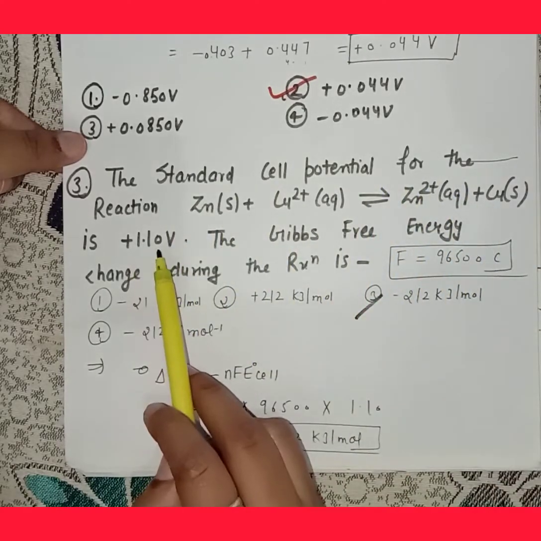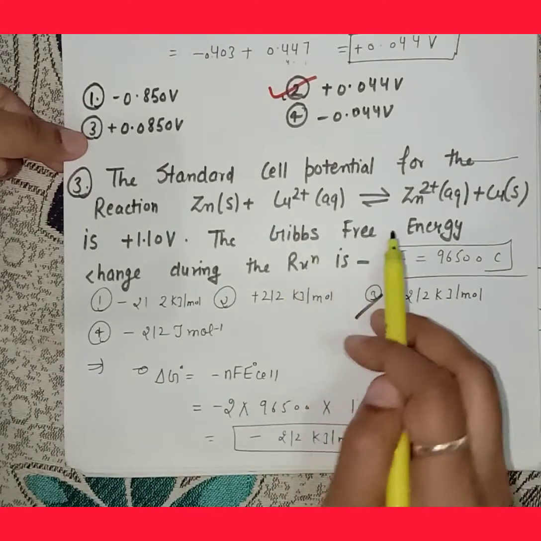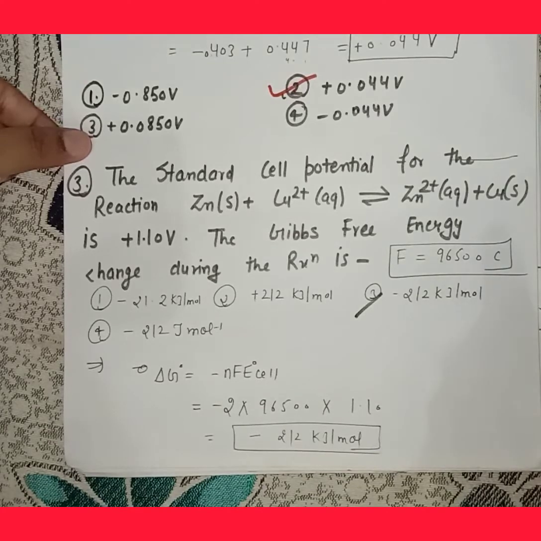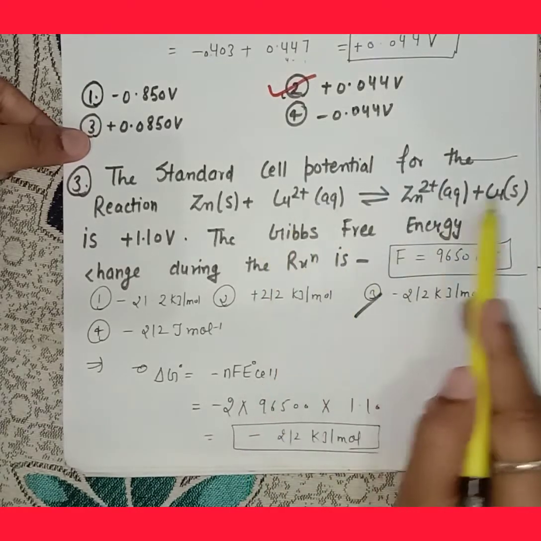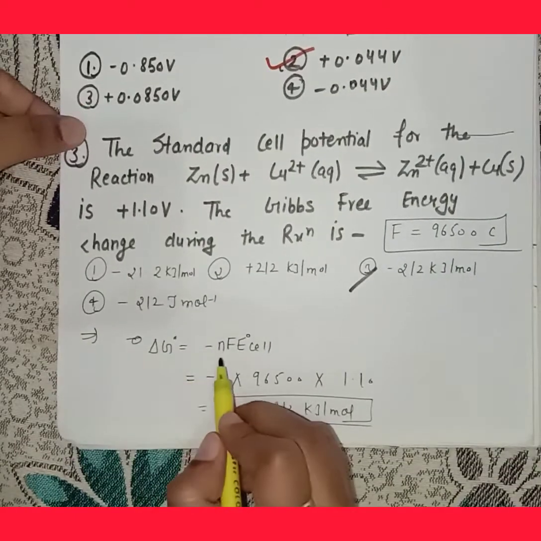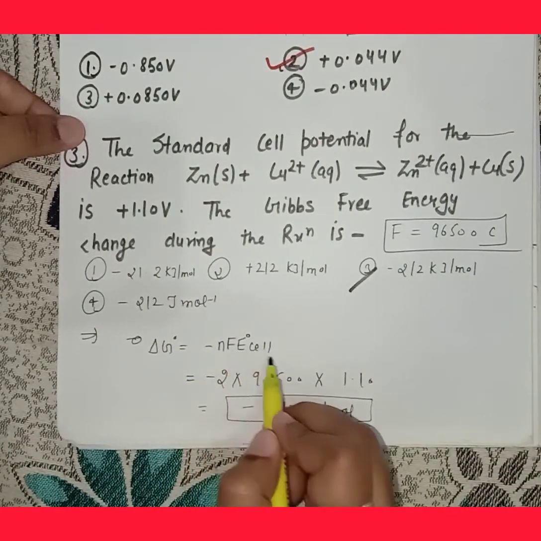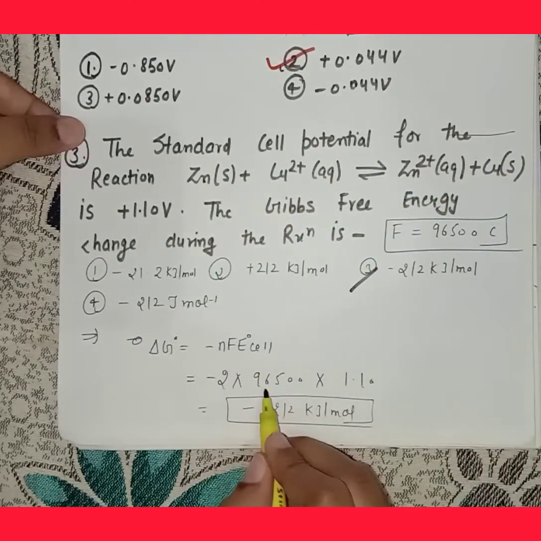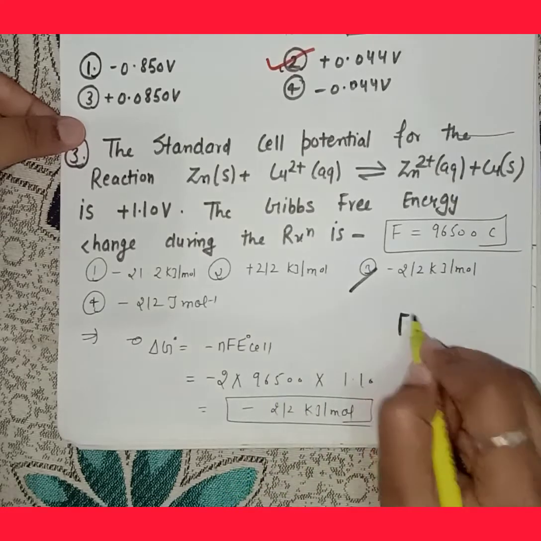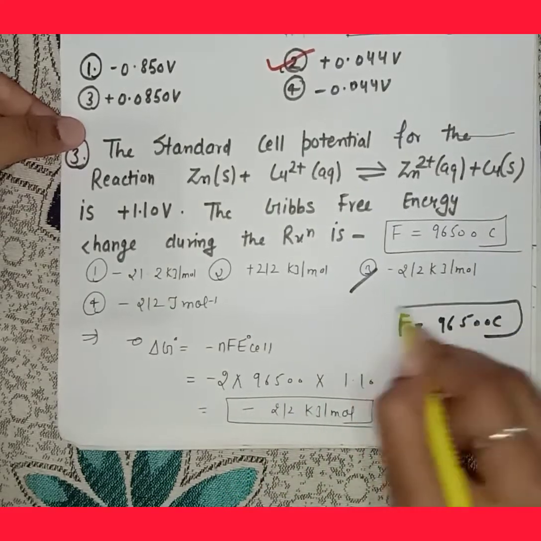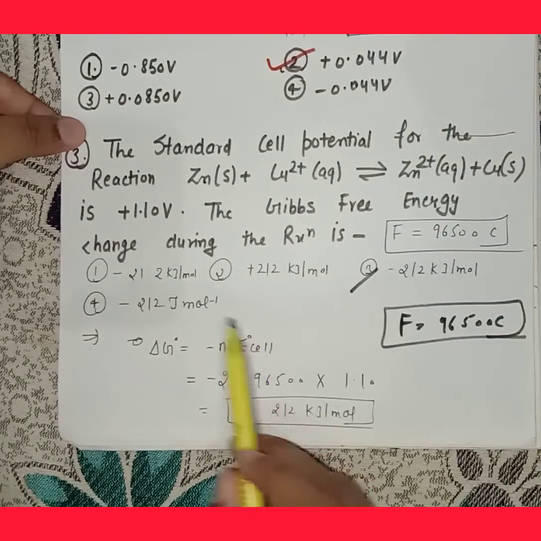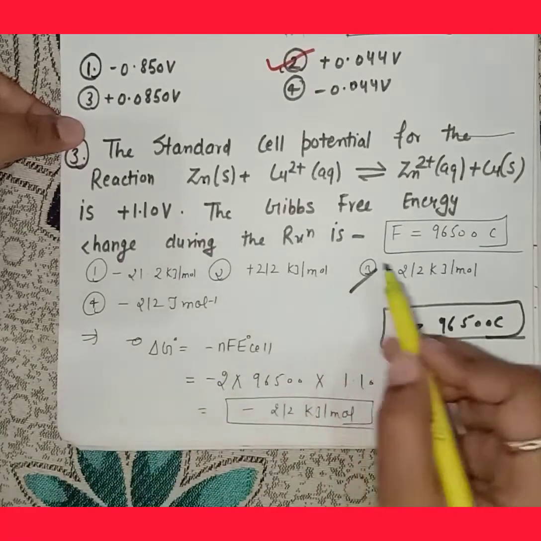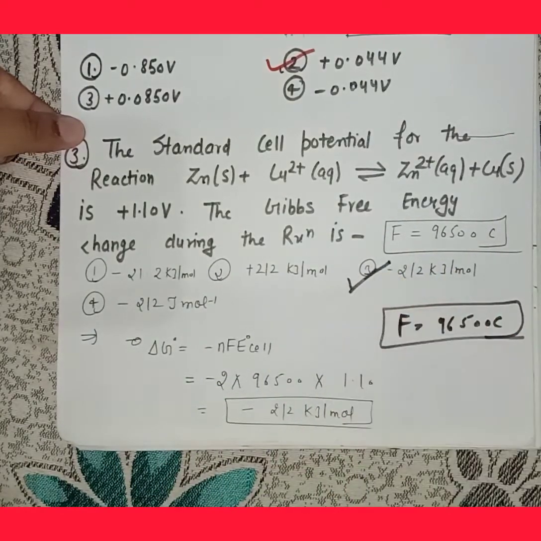This is 1.10 volt. You have to find the Gibbs free energy change in this reaction. This is our reaction. So Gibbs free energy change is equal to minus n F E naught cell. n is 2 because 2 electrons are transferred. F is the Faraday, 96500, its value is fixed and almost always given in the exam. E naught cell is the value given. So our value comes out minus 212 kilojoule per mole, and the third option is correct.